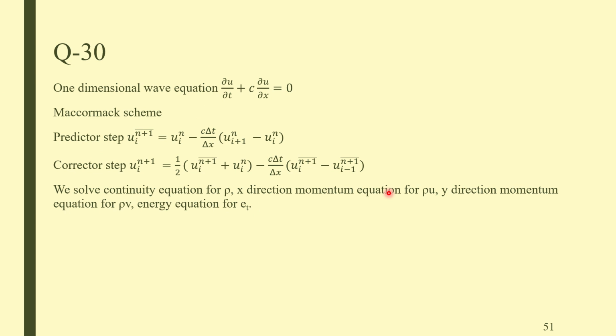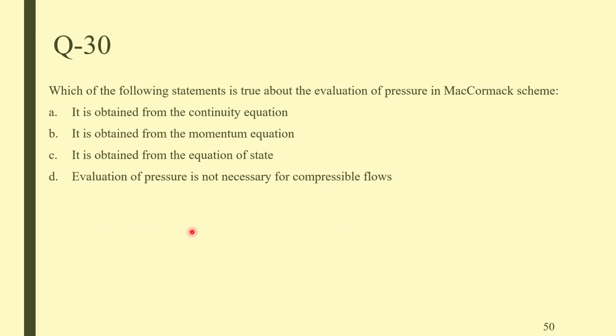But in general, for a fluid flow problem, we will get ρ from the continuity equation, ρu from the x direction momentum equation, ρv from the y direction momentum equation, and ET from the energy equation. From these variables, we calculate the pressure using the equation of state. Pressure is a function of ρ and E, and similarly temperature is a function of ρ and E. So we get the pressure value from the equation of state. The answer is option C: it is obtained from the equation of state.